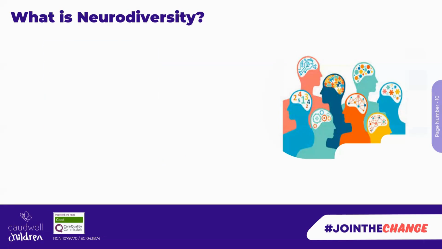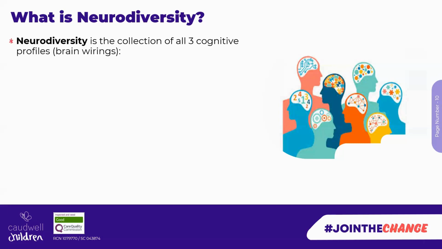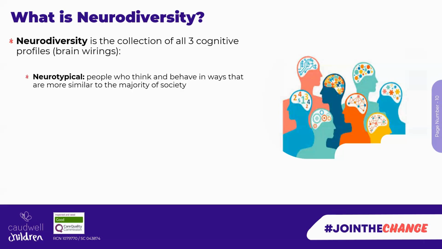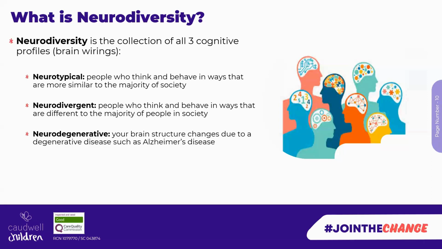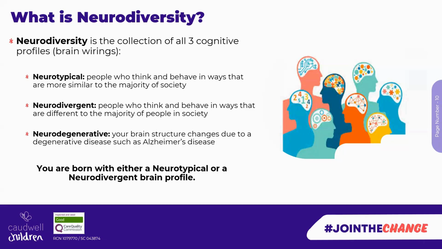So this is following on from the tips around language. Quite often we get some of these words interchanged and mixed up. So I'm just going to explain what they are. So neurodiversity is the collection of all three cognitive profiles. So that is our brain wirings. So there's neurotypical, so people who think and behave in ways that are more similar to the majority of society. You've got neurodivergent people who think and behave in ways that are different to the majority of people in society. And then you've got neurodegenerative. So that's where your brain structure changes due to a degenerative disease such as Alzheimer's. So you're born either neurotypical or neurodivergent, so with one of those two brain profiles.